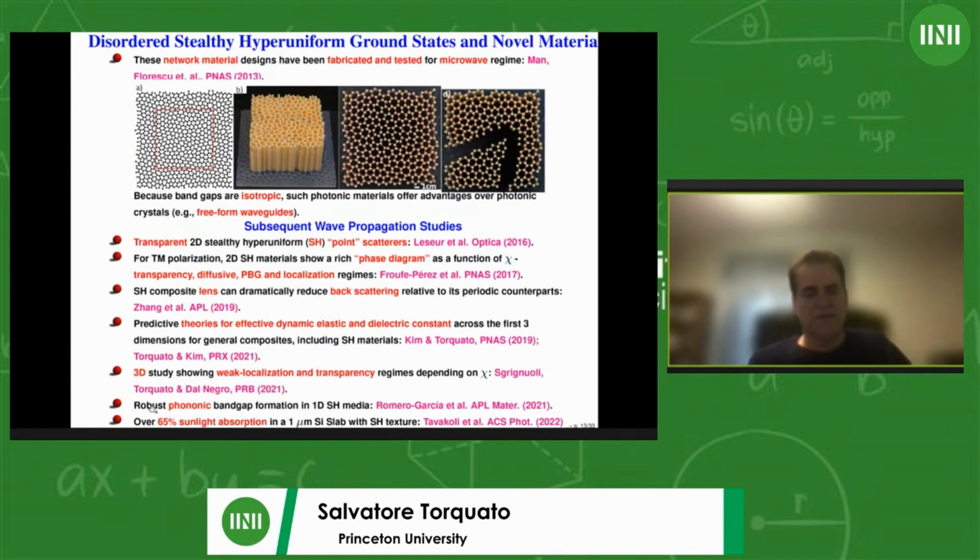This is just one of their papers where they show robust phononic band gap formation in 1D. And then I like this more recent paper, where people have shown that you can get 65% sunlight absorption in a 1 micron silicon slab with this kind of a texture.